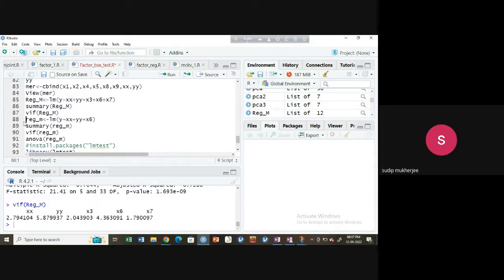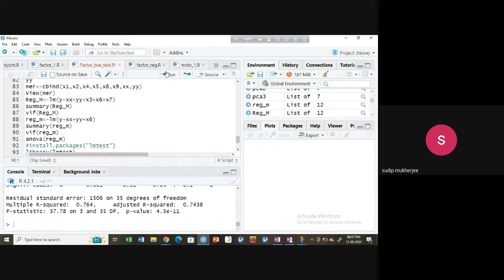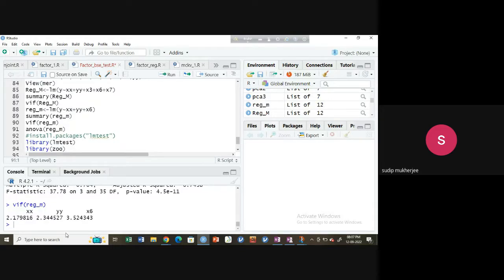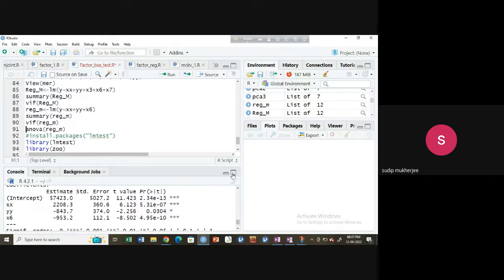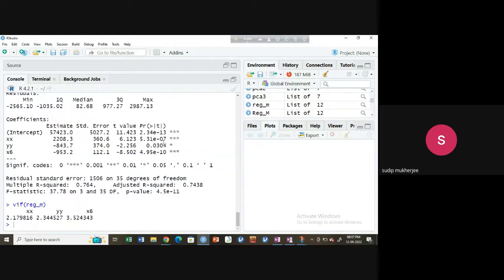So we rerun this model like this and run the multicollinearity check. Now it is okay. So these three are the explanatory variables. And the correlation has now increased to 0.76. The value is significant. All three values, all the coefficients, are significantly explaining the dependent variable, that is Sensex.